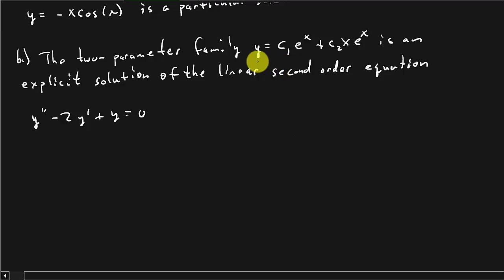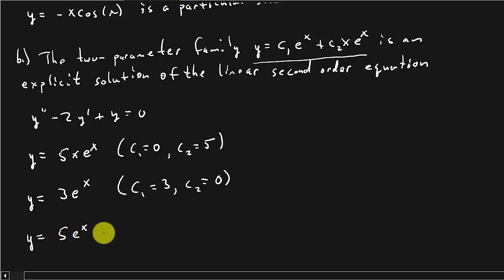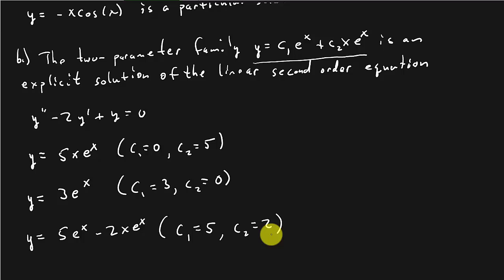Okay, and so you can see here, this is your solution. Well, y equals 5x e to the x would be a particular solution for when c1 equals 0 and c2 equals 5, if you plug those values in for c1 and c2. Another particular solution is 3e to the x. That's when c1 equals 3 and c2 equals 0. Or you could have particular solution 5e to the x minus 2x e to the x. That's when c1 would be 5 and c2 would equal 2. Okay, so that's a particular solution. You'll solve for c and figure out what c is.